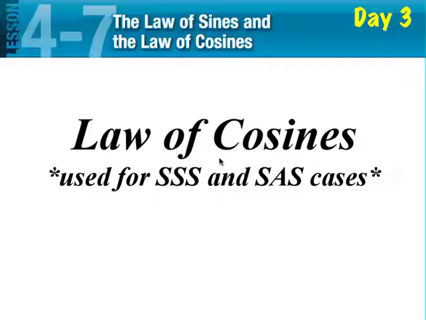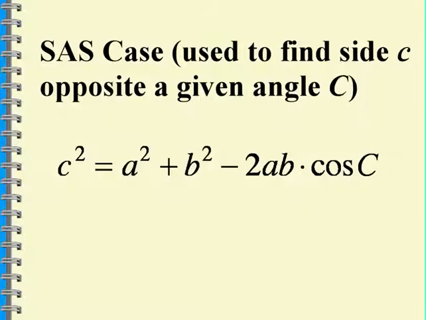All right, so what I'm going to do is show you two formulas. This is the first one. The first one is used when you know side, angle, side. Notice what it says: used to find side C opposite a given angle C. So basically what you have is this.